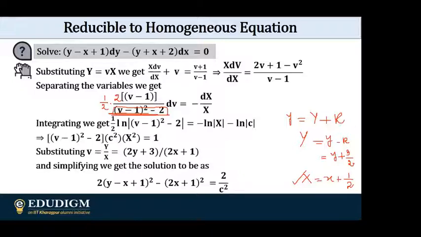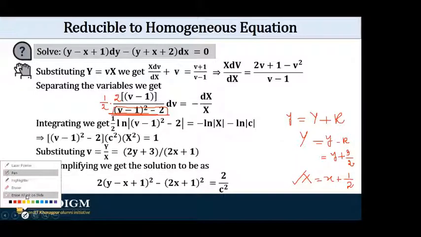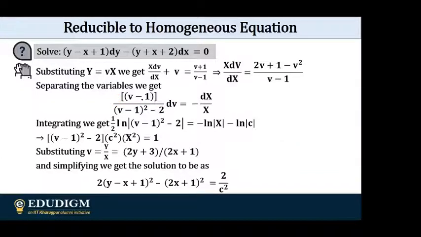Okay, so this was our first concept, reducible to homogeneous equation. I hope you understand the pattern where you can apply this, and then the algorithm. And there are some delicate things about the algorithm, the conditions, and all these things. I hope you understand why we have done this. Okay, so this was our first concept. If you have any problems regarding this, feel free to let me know.